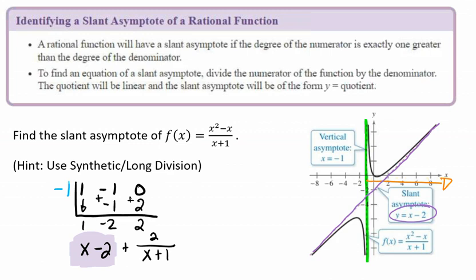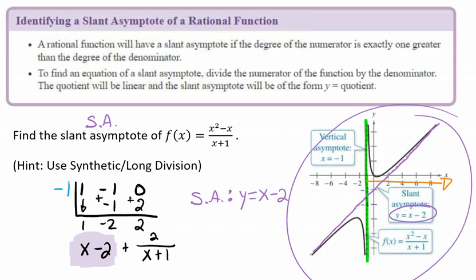So we'll abbreviate slant asymptote, and we'll call that our S.A. So our S.A. in this particular instance is y equals x minus 2, as we can see from our graph here.